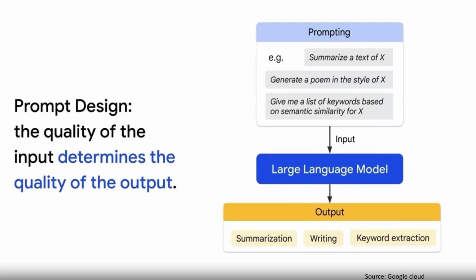Prompt design. The quality of the input determines the quality of the output. So what is a prompt, basically? If you have used any of the image generating AI models, you must be aware of prompts. Basically, it's the text or image description that we give to the AI model so that it produces a similar kind of text or image that we want.